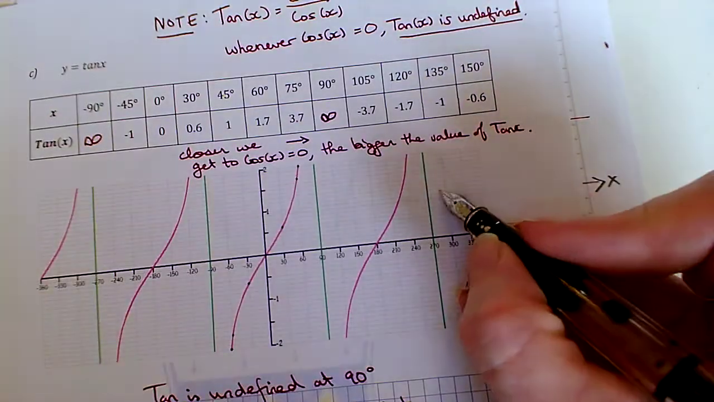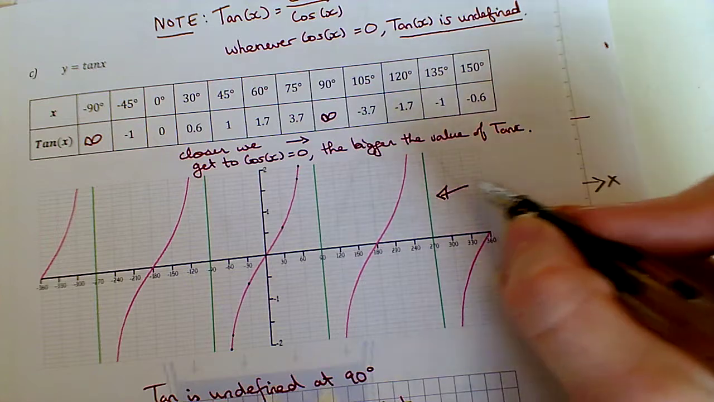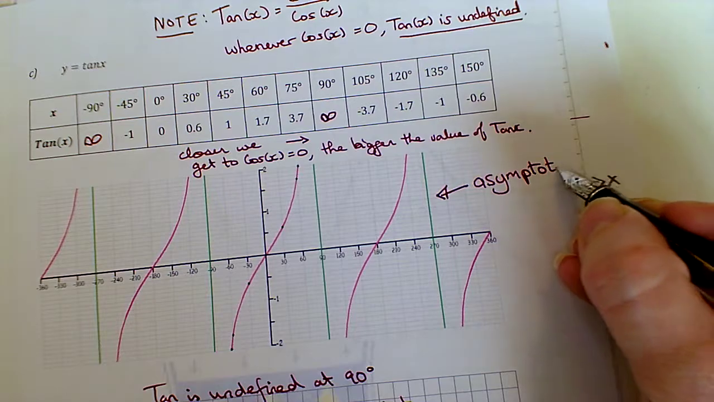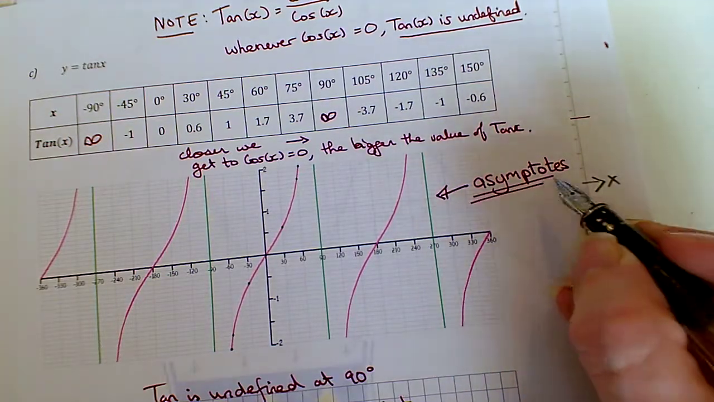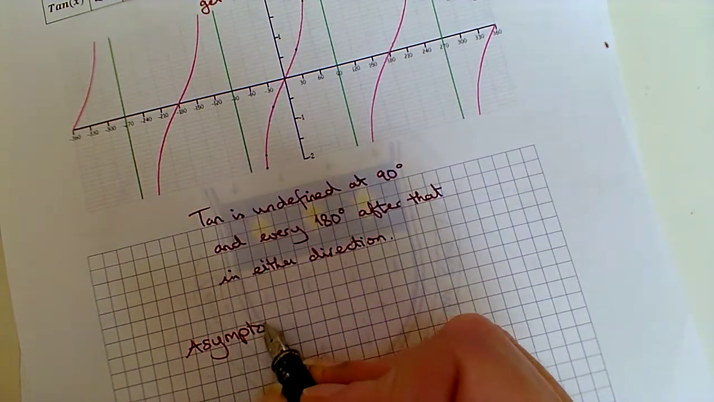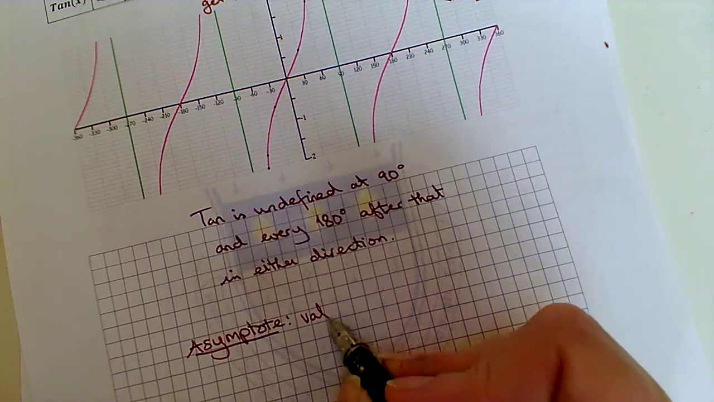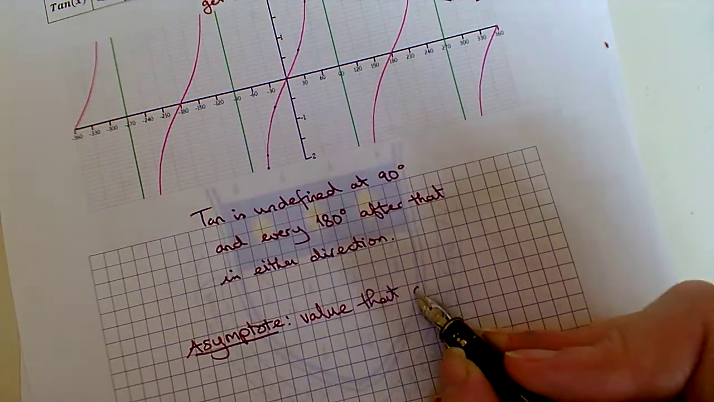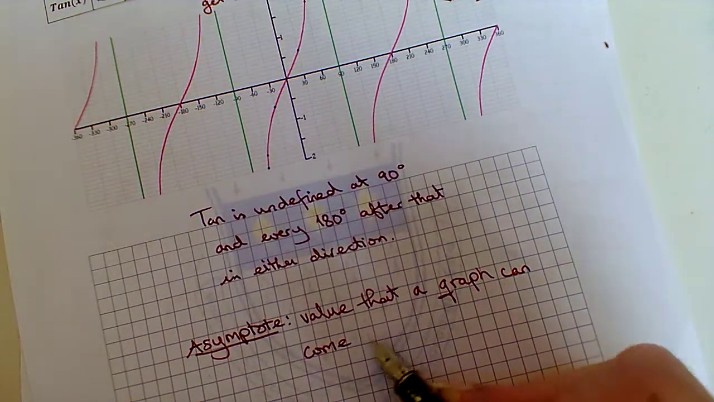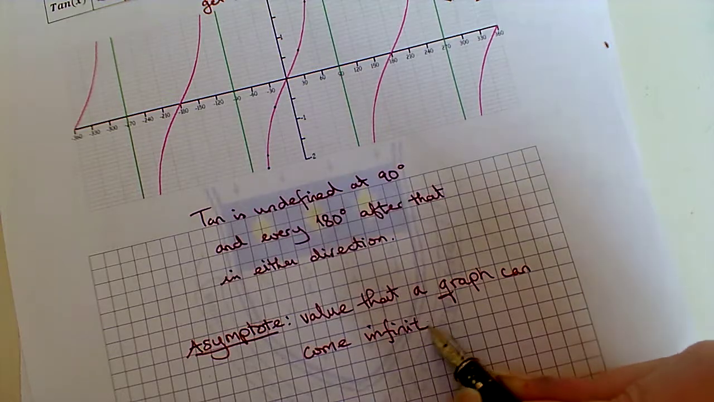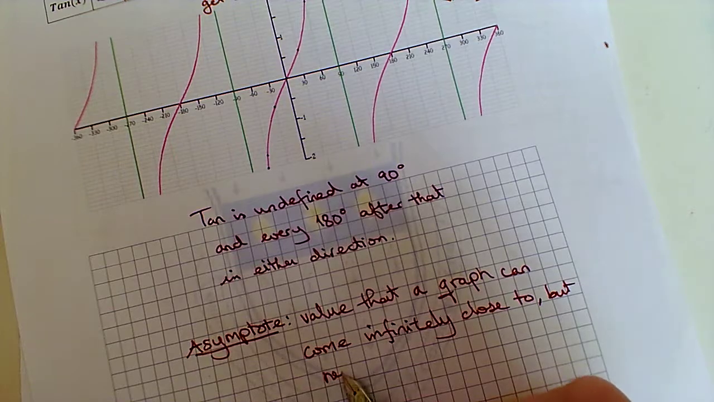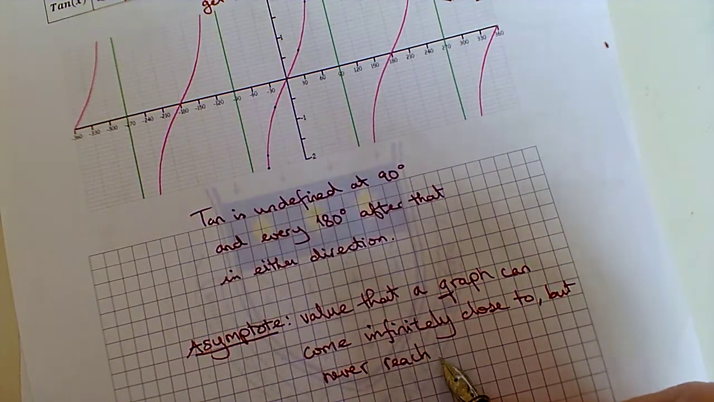These green lines, these have a special name. They're called asymptotes. And when we do functions next, you're going to learn a bit more about them. Let's fill it in here. They're asymptotes. An asymptote is a value that a function or a graph, in this case, can come infinitely close to, but never ever reach it. But never reach it. So what do I mean by that?